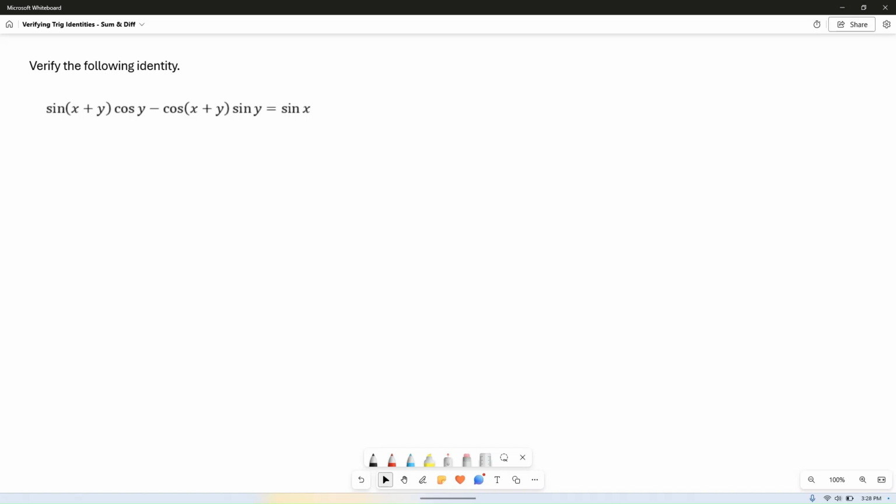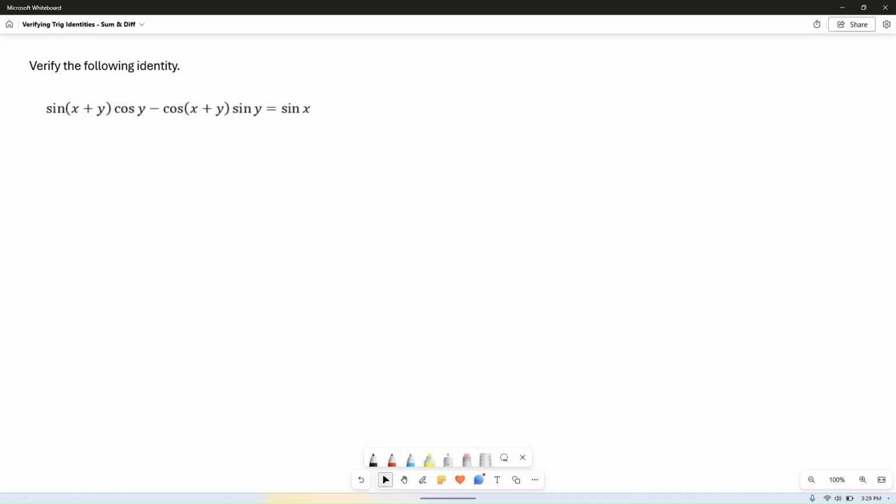Let's look at an example of verifying an identity that involves the sum and difference identities. In this example, we have the sine of the quantity x plus y times the cosine of y minus the cosine of the quantity x plus y times the sine of y, and we want to show that that is actually equal to just sine of x. To go through this, there are several ways that we could do this.